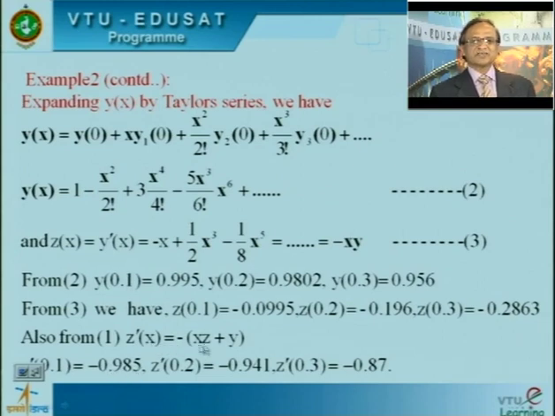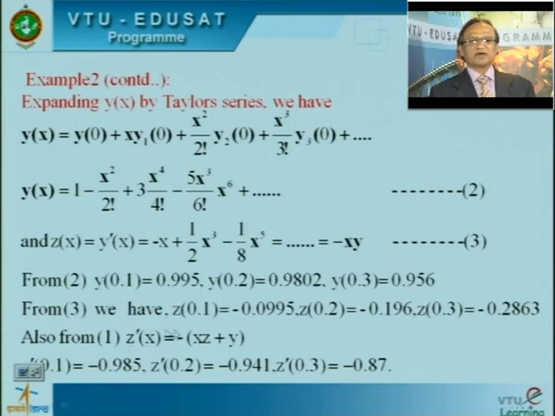Similarly, in this equation, we want to replace x by 0.2, x at 0.2, z at 0.2, z at 0.2 means this value. Is it clear, right? And y at 0.2 is also known. You want to substitute all these values in this equation, and you can obtain z single prime at 0.2. After simplification, you will get minus 0.941, right.